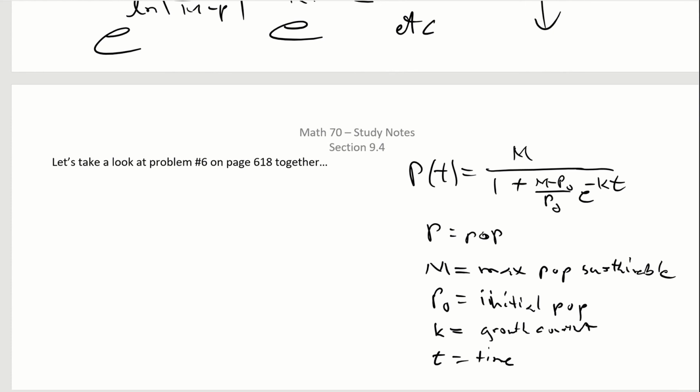So I have on the docket to do a couple of problems together, and that'll be it for today's lecture on this. We're going to take a look at problem 6 on page 618. Okay. What it's saying here is suppose dP/dt is 0.4P minus 0.001P squared, and it also says P of 0 is 50. Okay.